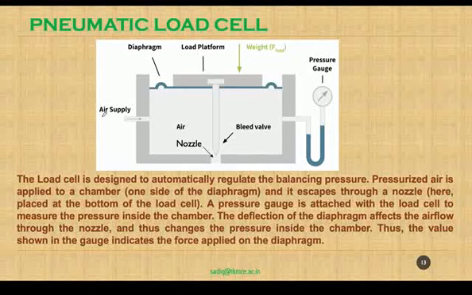Now when air at constant pressure is applied to this chamber, and because of the opening the air will be escaping through the opening also, and when there is no change in pressure in this chamber, this pressure gauge will not be showing any value, it will be showing a zero value. Now while using it as a load cell, force will be applied on this platform, and that will cause a deflection of the diaphragm in this direction. So this needle will be going downwards, partially blocking the nozzle.